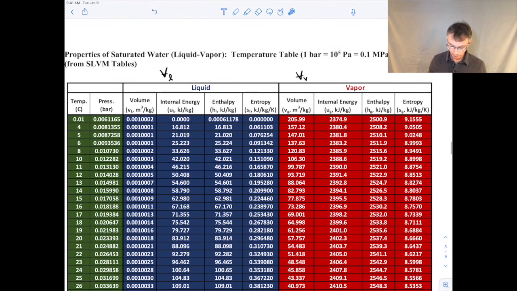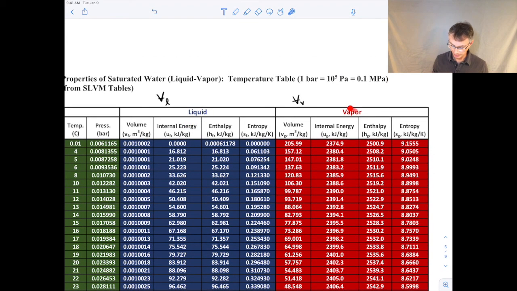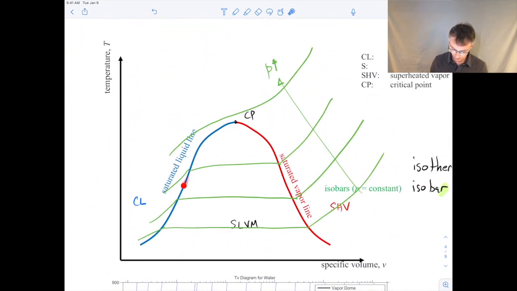So one question you might have is, well, this is all fine and good for finding out what the saturated liquid and saturated vapor values are, but what about in between, right? All I've done so far is talked about how to find the properties along this line and the properties along that line. But what about everything in between? That's going to be saved for the next lecture.